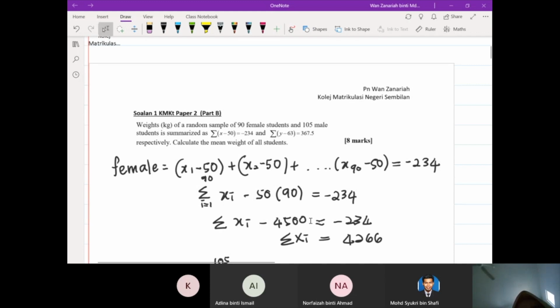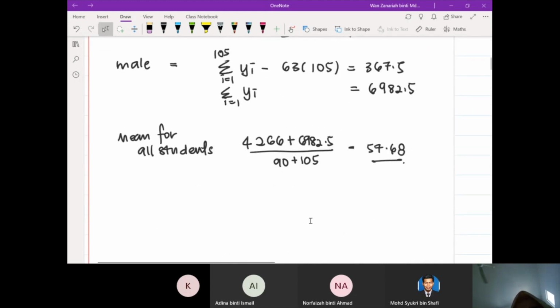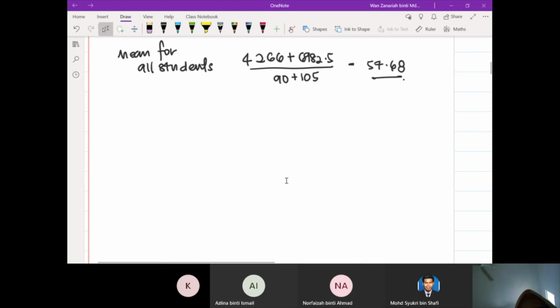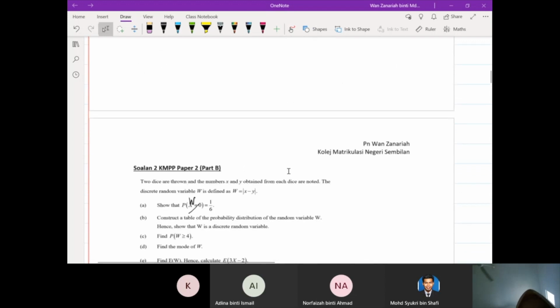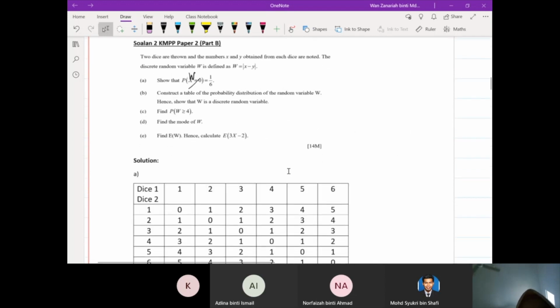Okay. I will move on to the next question. Question 2, from Kolej Matrikulasi Penang, paper 2 part B. Usually part B is the toughest question among other questions because it consists of CO3, where students have to think out of the box.